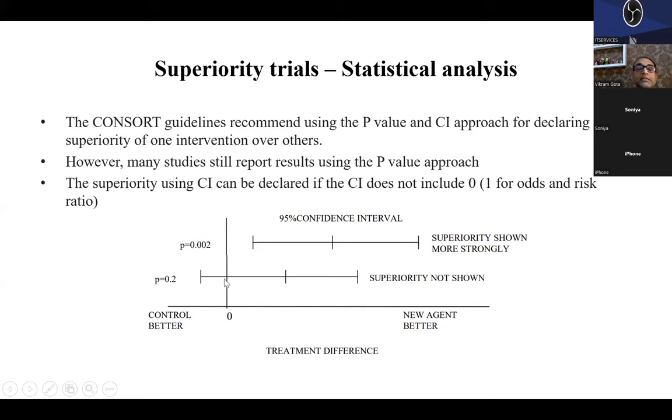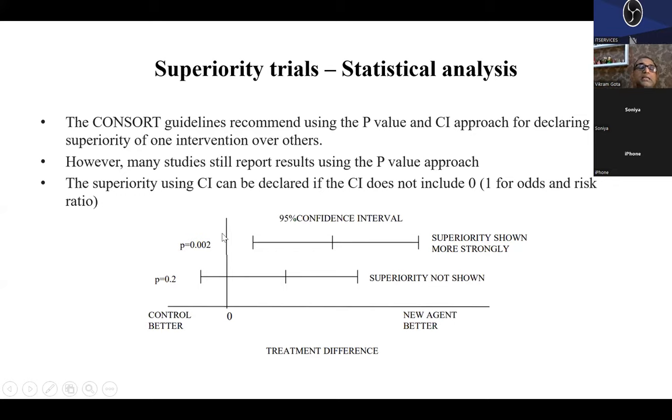But here what is happening is, in the second example, when I'm repeating the experiment 100 times, 95% of times it is falling in this range, and some of those results are going to indicate that the control is better than the new treatment. So therefore, this will not be statistically significant. And truly enough, you are getting a p-value of 0.2.